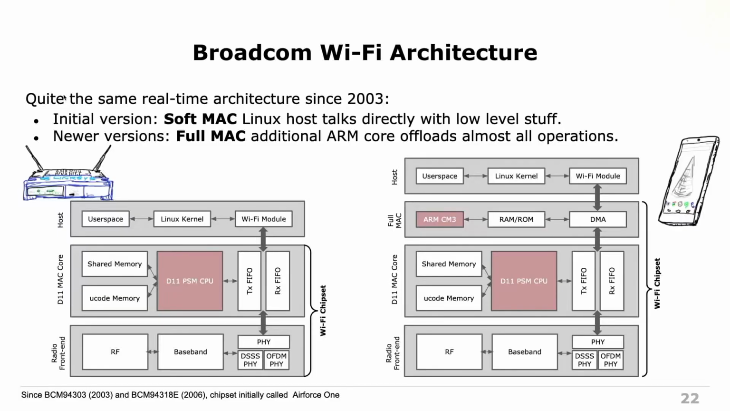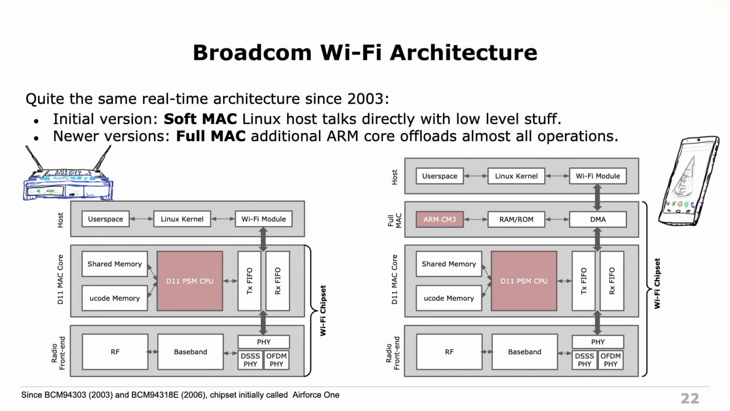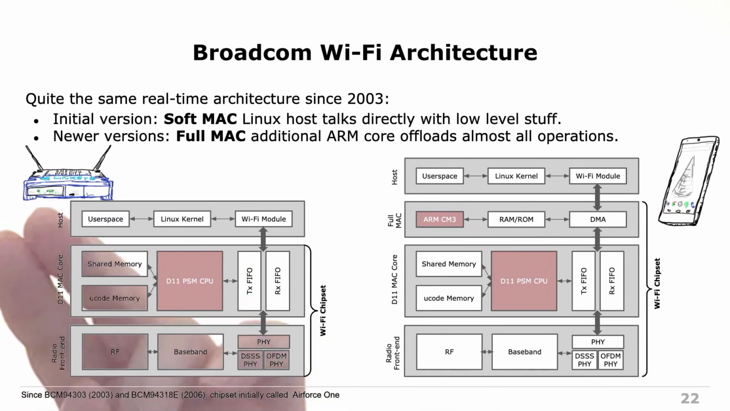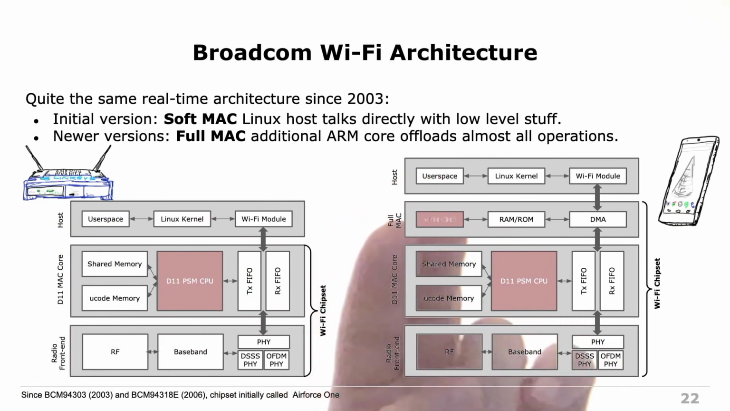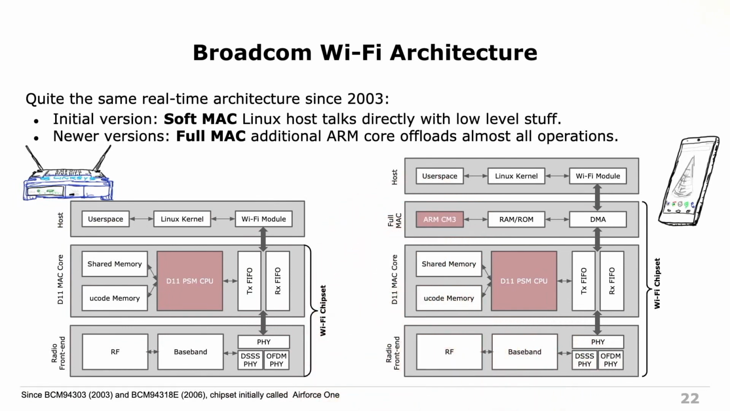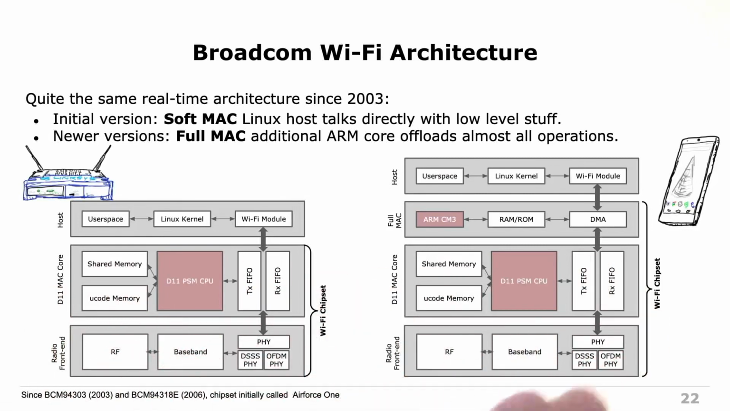Thanks, Jiska, for introducing this part of the talk. Let's start describing the Wi-Fi chipset developed by Broadcom. We see here it evolved in the last 2 decades from a soft MAC to a full MAC implementation. Operations previously performed on the Linux host at the top are offloaded today by an intermediate ARM core. Interestingly, real-time operations are still managed by the same low-level piece of hardware that did not change much in 17 years.